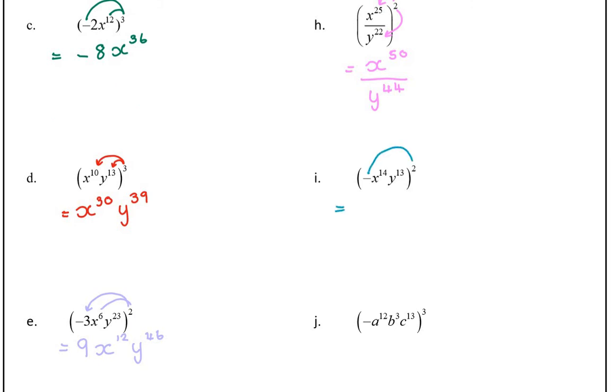So negative 1 squared is positive 1, so I'm not going to write anything. Raise a power to another power, multiply. Raise a power to another power, multiply. Oh, not 36, that was silly. 13 times 2 is 26.